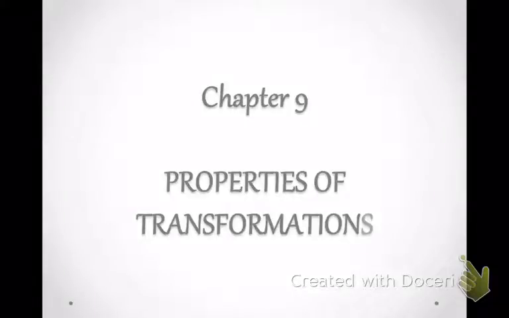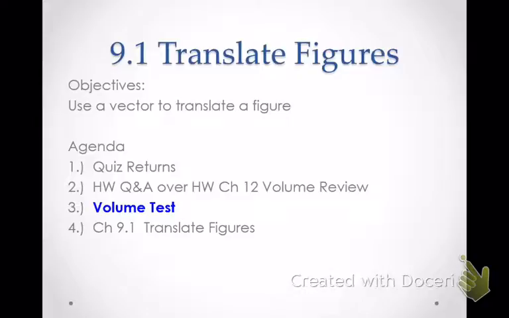So Chapter 9 is properties of transformations. We're just going to cover 9.1 today. It's translating figures. When you translate a figure, we'll use a vector to translate the figure. That's our objective. Translating is the same thing as just sliding something over.